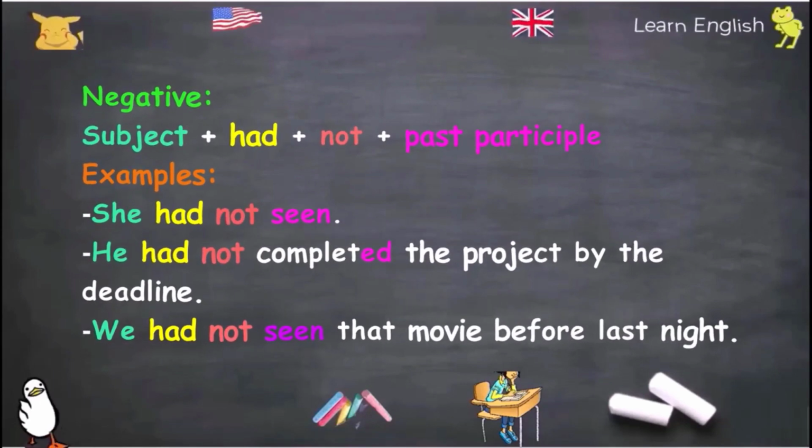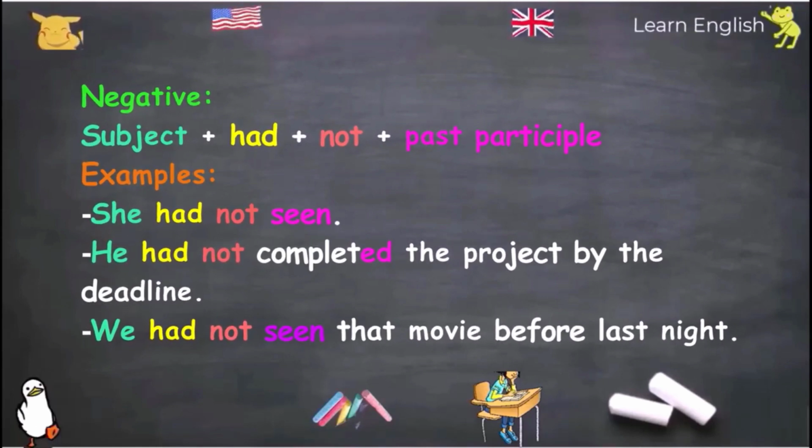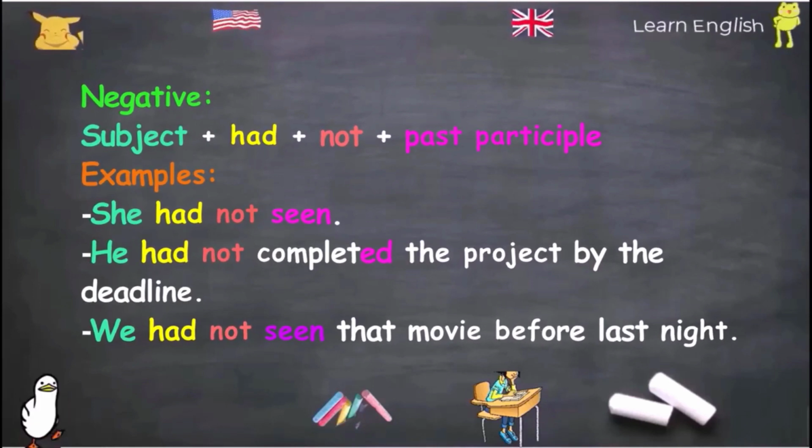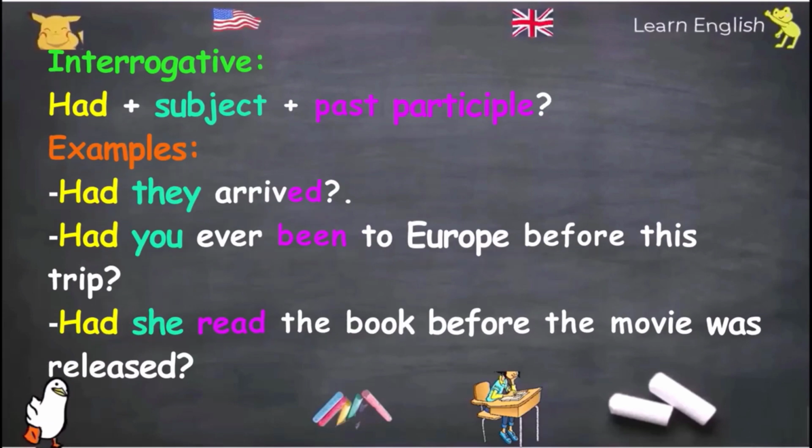Negative: subject, plus had, plus not, plus past participle. Examples: She had not seen. He had not completed the project by the deadline. We had not seen that movie before last night.